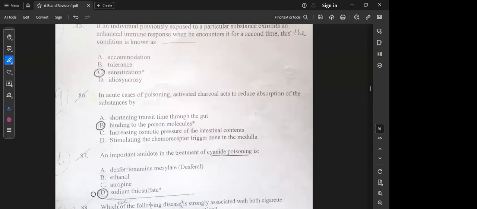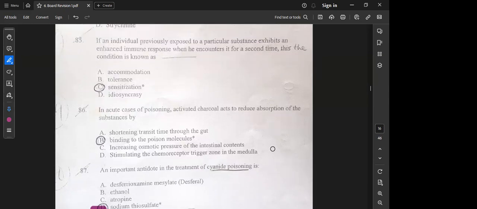An important antidote in the treatment of cyanide poisoning is sodium biphosphate. What's the first one used for? That's for iron poisoning. Ethanol is for methanol poisoning, and atropine for organophosphate poisoning. I think I have a picture of those, heavy metal antidotes. I'll send it later.